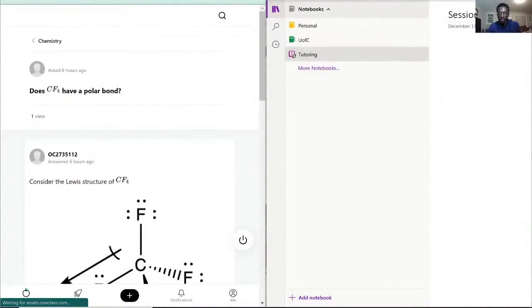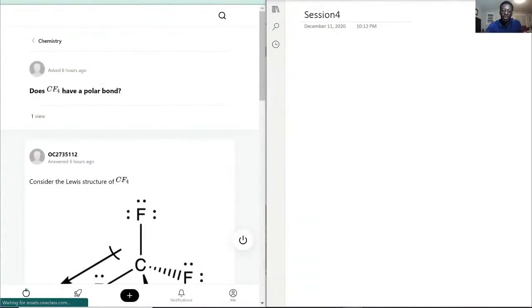Alright, so now with that being said, let's switch over to our first question of the evening. We have question 1 being, does carbon tetrafluoride have a polar bond? So, as the question indicates, we will start this question by first completing its Lewis structure.